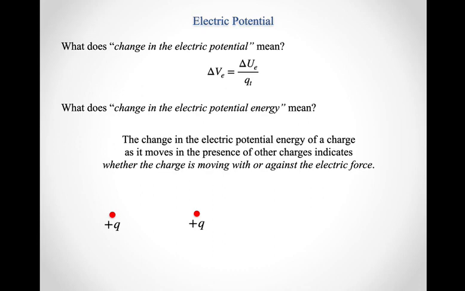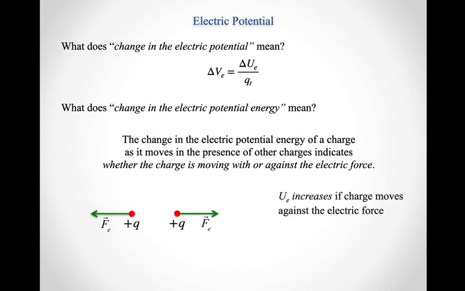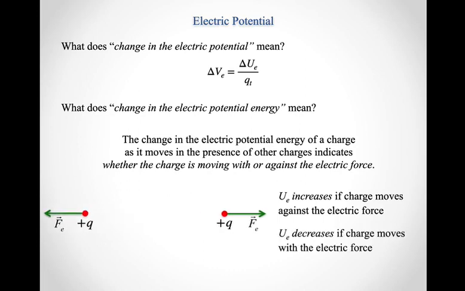So as an example, if I've got two charges and they're both positively charged, I know that there's going to be an electric force that is repelling both of those charges away from the other one. So if I force them to move closer together, the electric potential energy will increase because I have moved those charges against the electric force that's acting on them. On the other hand, if I let those charges move away from each other, the electric potential energy will decrease because they're moving with the electric force.